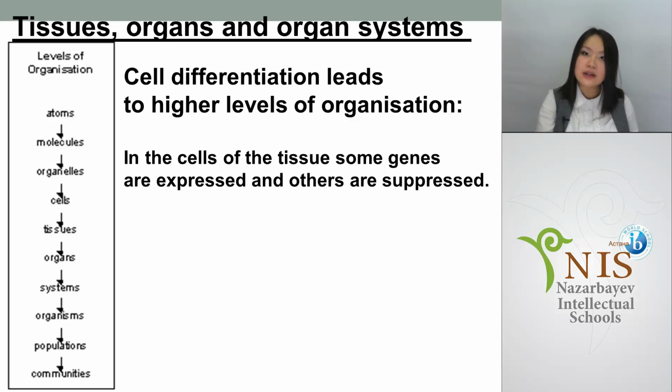Whole organisms in a particular area give us populations, and populations give us communities. In this picture we don't have that, but then come the ecosystem and the biosphere. Do you know what the biosphere is? The biosphere is all living organisms on planet Earth.